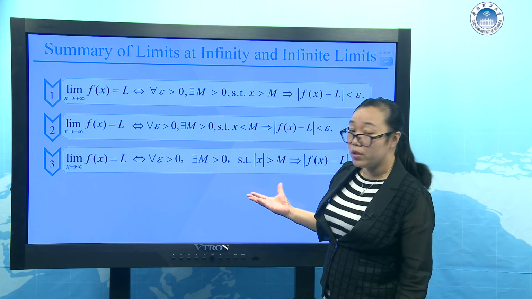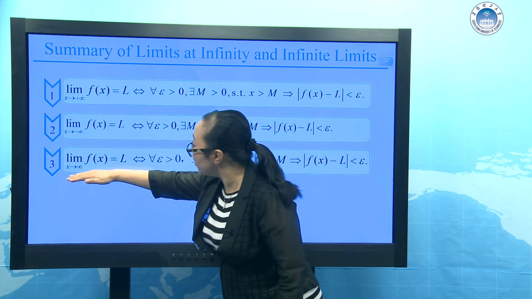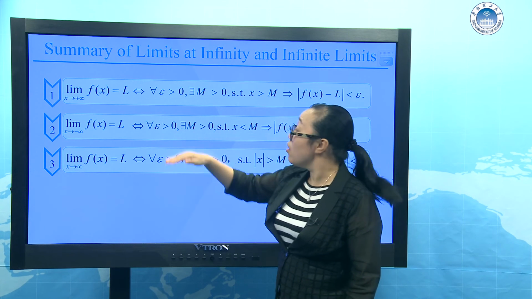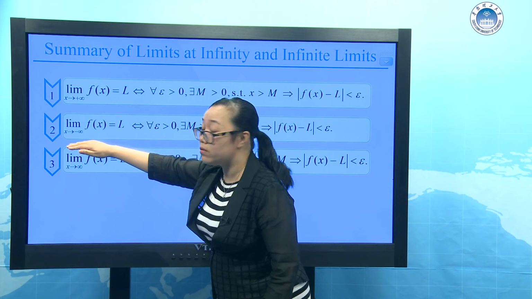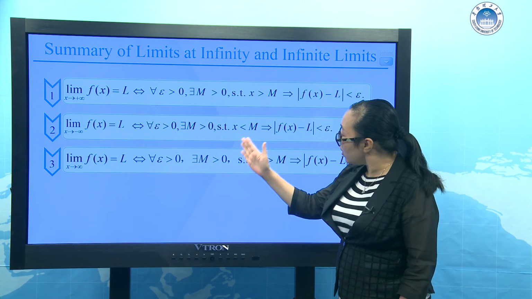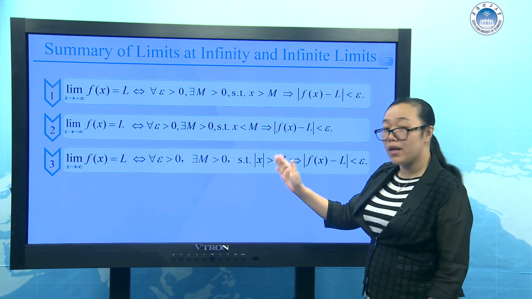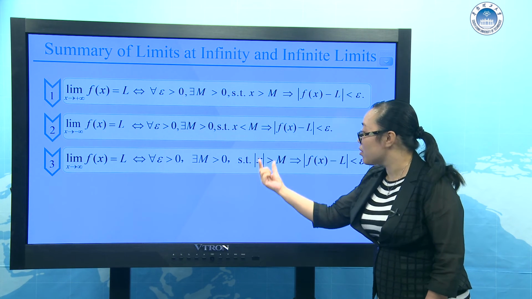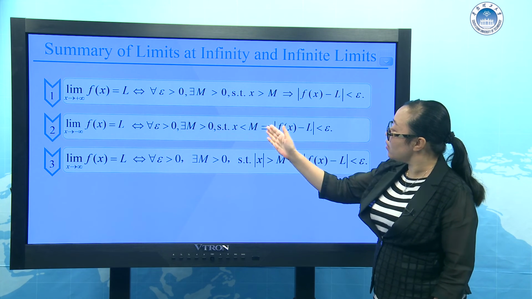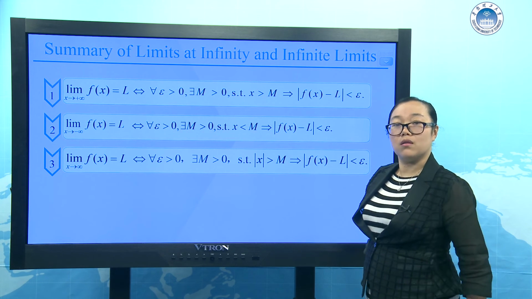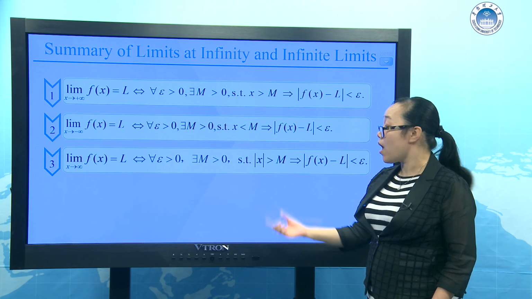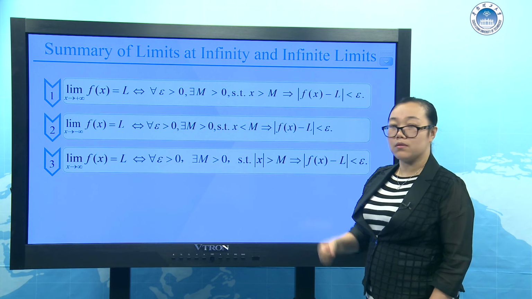What is our difference? x tends to infinity includes case 1 and case 2: tending to positive infinity and tending to minus infinity. This holds if and only if there exists a capital M less than 0 such that, pay attention to the absolute value, x less than M, two sets, tending to positive and minus infinity. So we will use the absolute value of x.